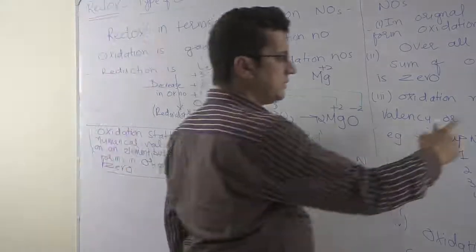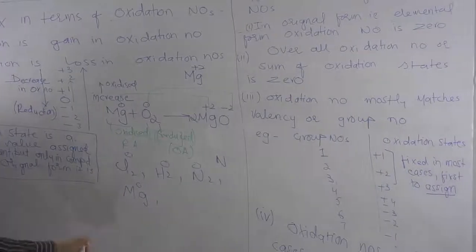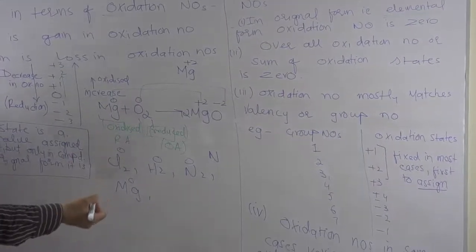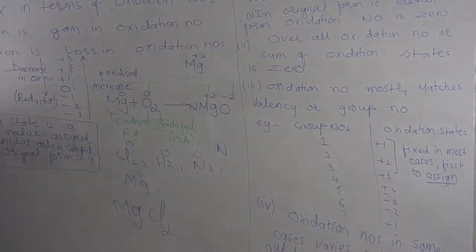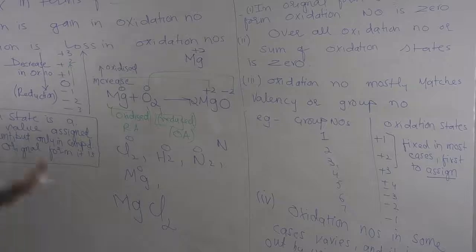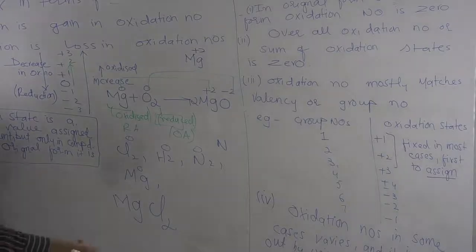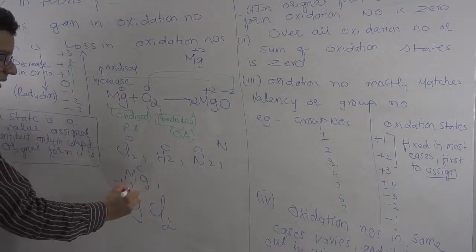But I said oxidation number mostly matches valency or group number, meaning if it is part of a compound. Suppose it is MgCl2, and I quickly need to put in the oxidation numbers. I look at the periodic table: magnesium is in group 2. I said in most cases it matches valency, so you simply put +2 there.